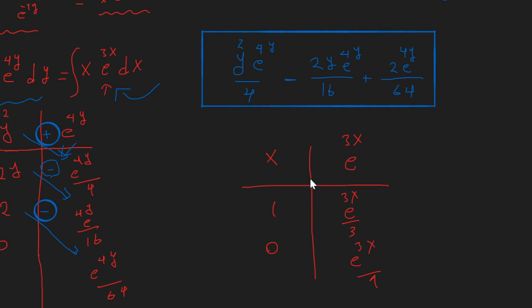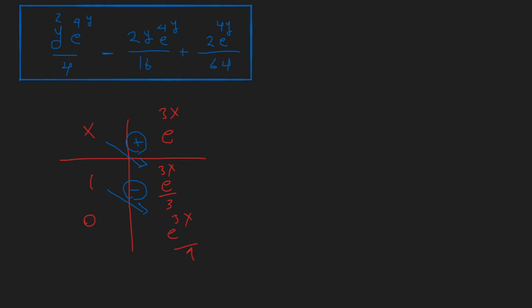Again, we will do the same thing. I will multiply this with a positive sign and then multiply this with a negative sign. So we will get x e to the 3x divided by 3, then minus e to the 3x divided by 9, and this is your second integral. So now you need to combine these two to find the final answer.